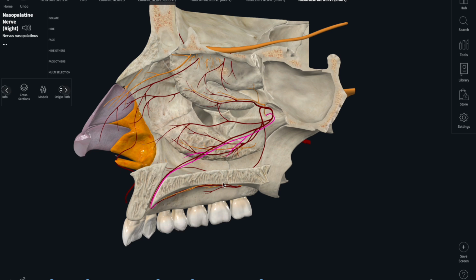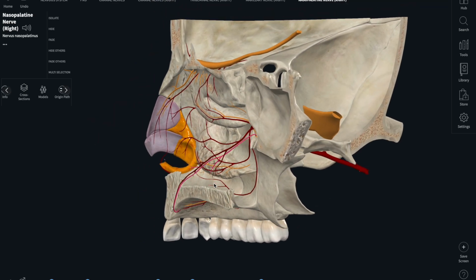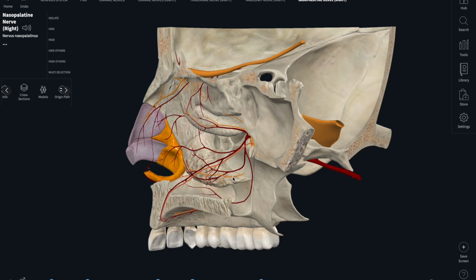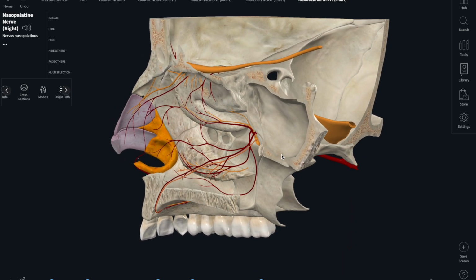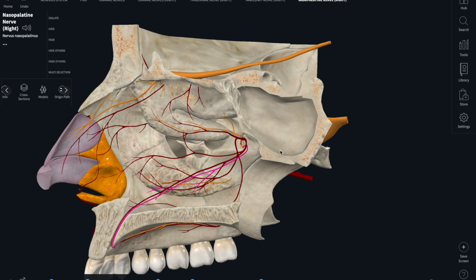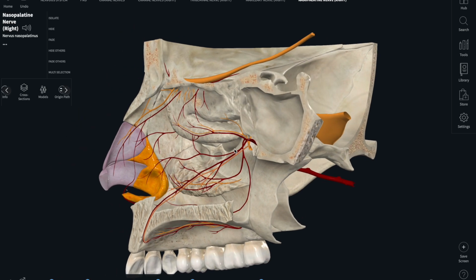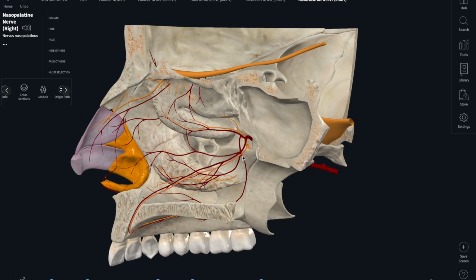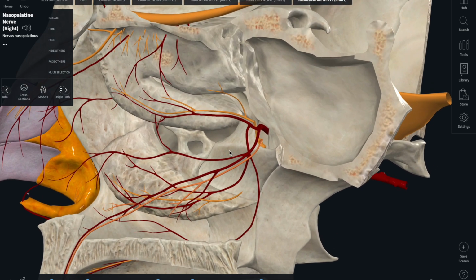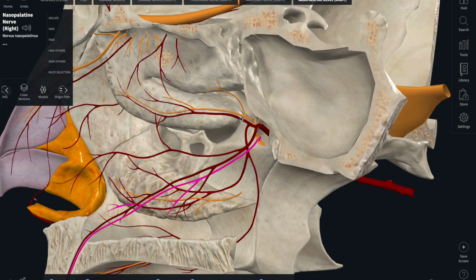Laterally, we have the greater palatine nerve, which gives off 2 branches. So the greater palatine nerve comes from the pterygopalatine ganglion, and it gives off 2 branches. It gives off a posterior superior lateral nasal branch, and a posterior inferior lateral nasal branch. So they pretty much tell you where they're going to run.